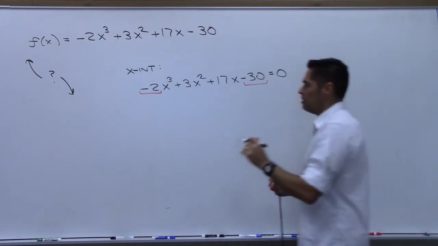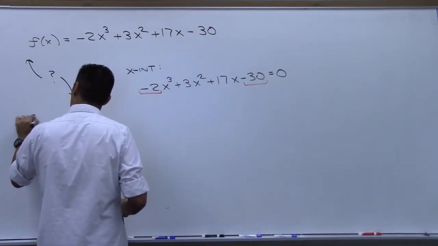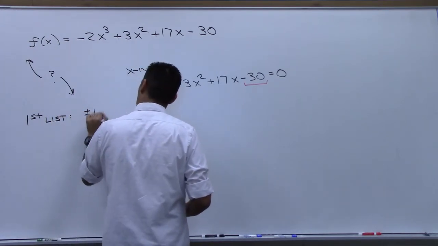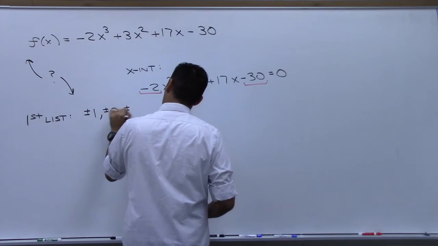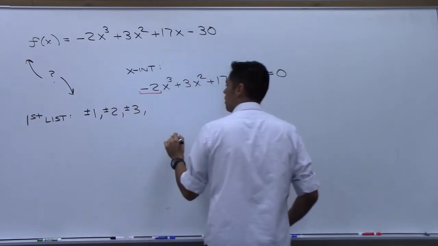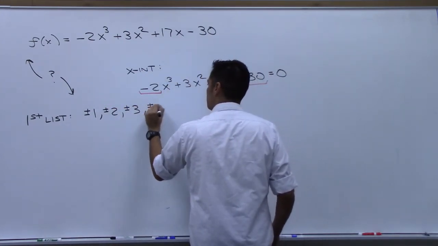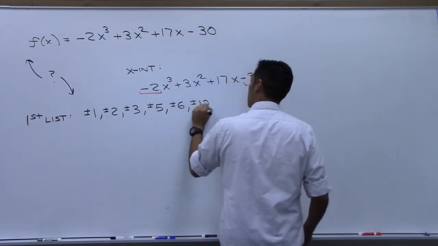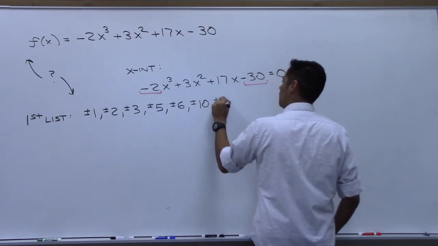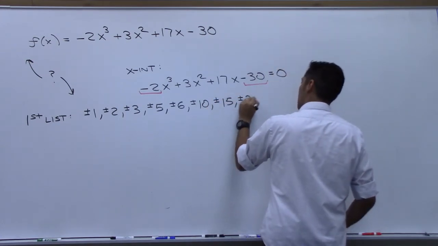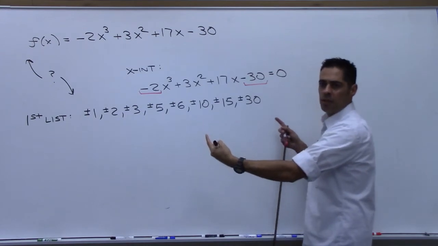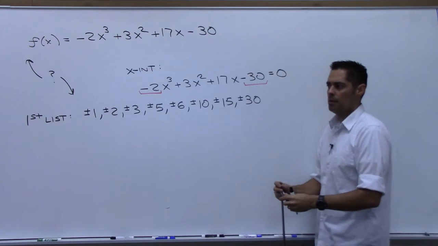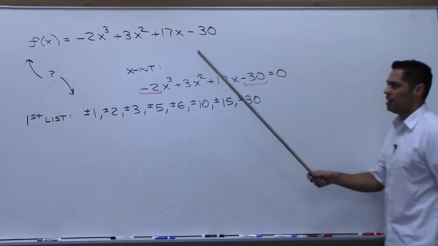Our first list: the factors of 30. Plus or minus 1, plus or minus 2, plus or minus 3. 4 doesn't go into 30, right? 5 goes into 30. 6 times, 10, 15. Now, I'm just making the list real quick, but if you were doing it yourself, you would probably work maybe from the outside in. But can I trust that you can get that list?